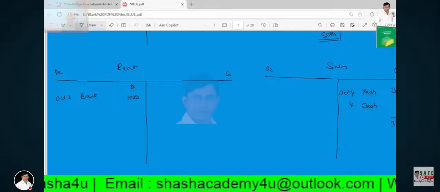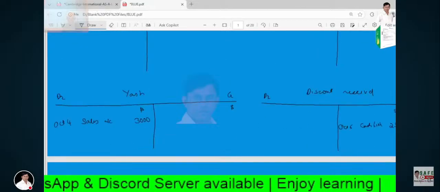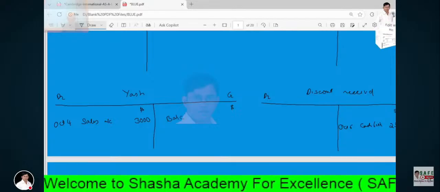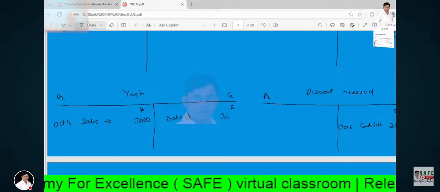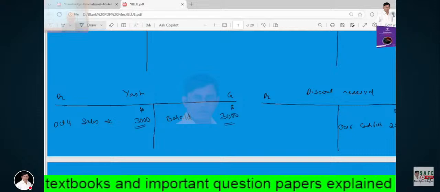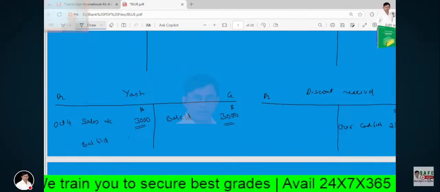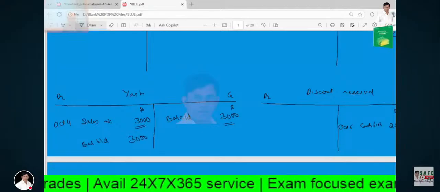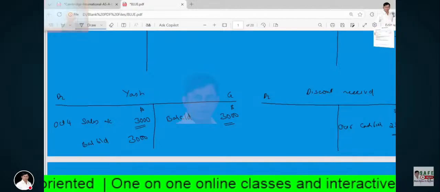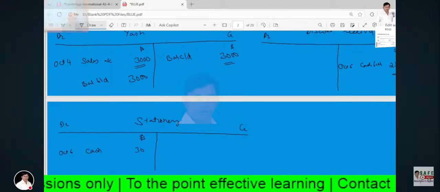10,50,000. Yes, you see the trial balance, how much is there? This will go to the trial balance. Balance carried down is 3,000. How much is written here? So this will be brought down again. Yes, 10,50,000, see properly. Discount received is 250. This will straight away go to the trial balance. Stationery is 330. It will straight away go to the trial balance.